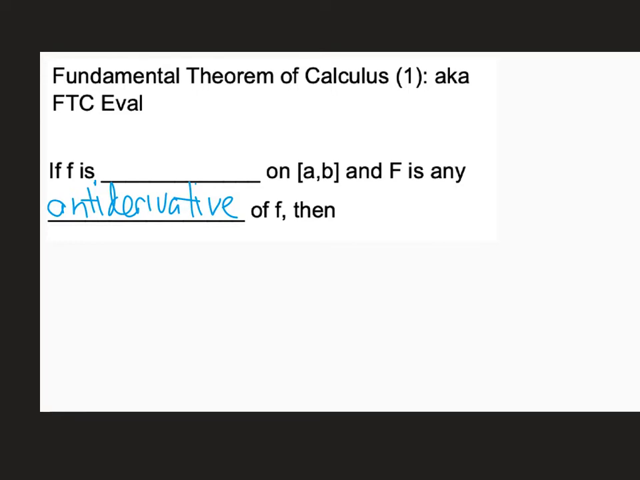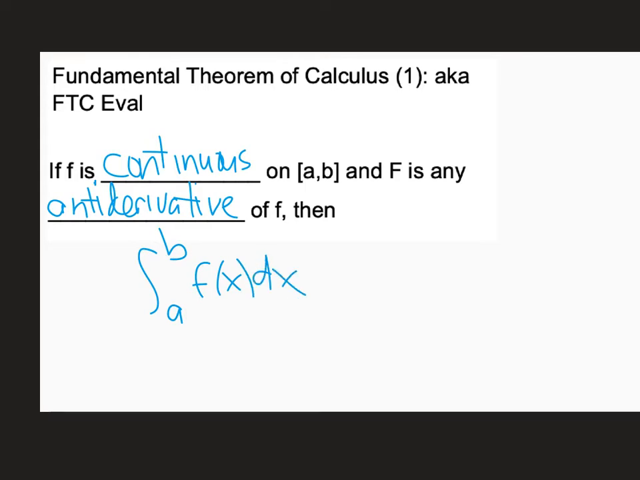Then, so if f is blank on AB, that reminds me of IVT, EVT, MVT type statements. So if I'm thinking about finding the area under the curve, I'm going to go with continuous. If f is continuous on AB and big F is any antiderivative of f, then if we integrate from A to B of little f, we get the difference in big F. That's what we just talked about on the previous page.